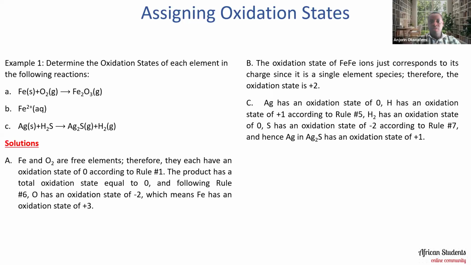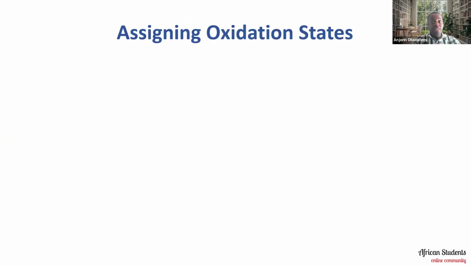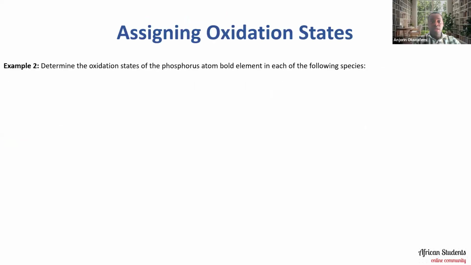All right, let's push it a bit further and look at assigning oxidation states, example 2 now. Determine the oxidation state of the phosphorus atom in each of the following species. I think the question is trying to say that the elements are in bold, or something like that, but there's a little mix up. But what we're trying to do is just determine the oxidation state of the phosphorus atom.